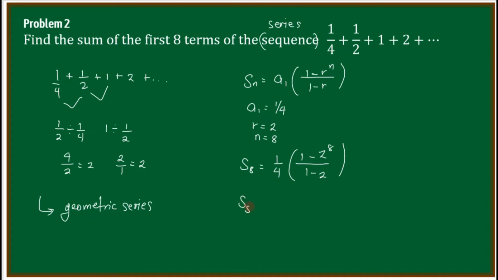Okay, so the sum will be, you can put this directly in your calculator. We have 1 over 4 times 1 minus 2 raised to 8 divided by 1 minus 2. So the answer is 255 over 4. So this is the sum of the first 8 terms of the given geometric series. Okay, 255 over 4. Okay, let's solve the third one.